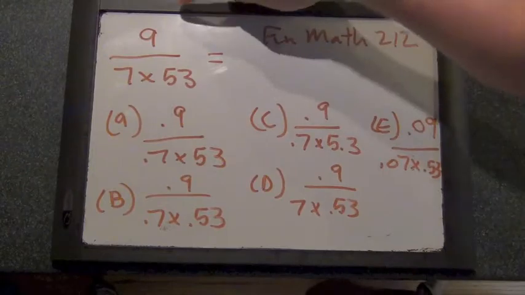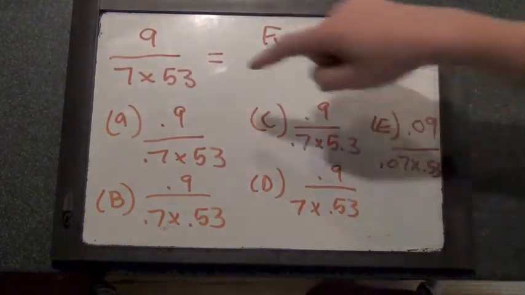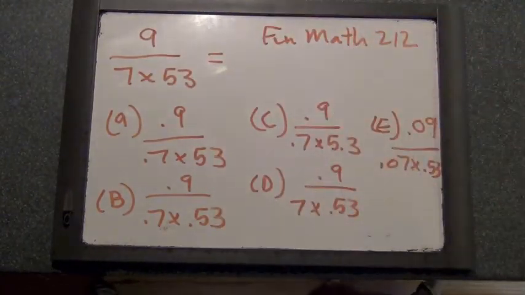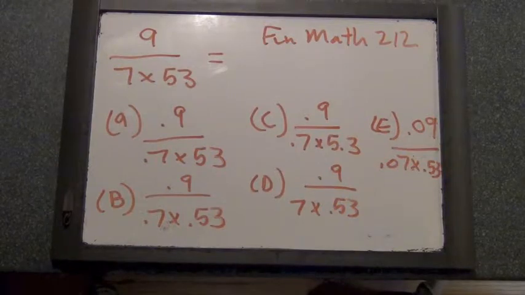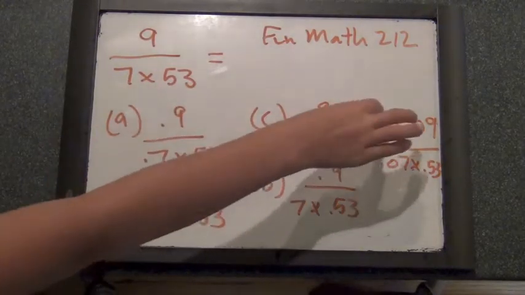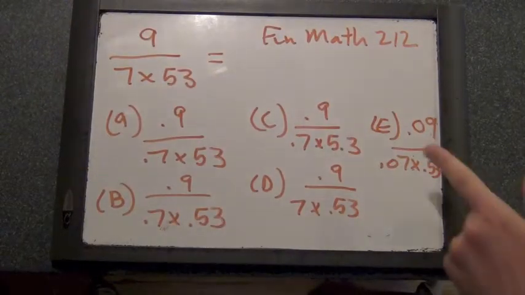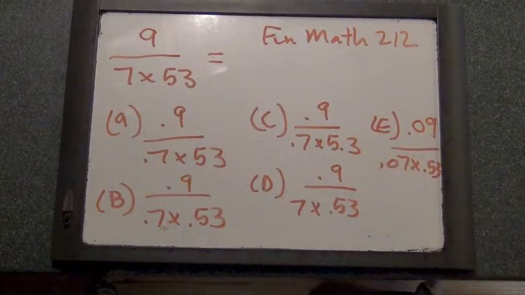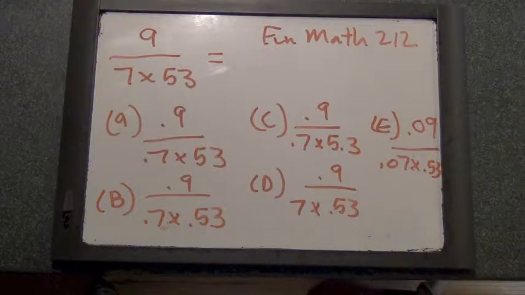So the question is 9 over 7 times 53 equals which one of these fractions? Which one did you say it was? Do you remember? I think I said it was E. I think you said it was E. 0.09 over 0.07 times 0.53. And that turned out to be wrong.